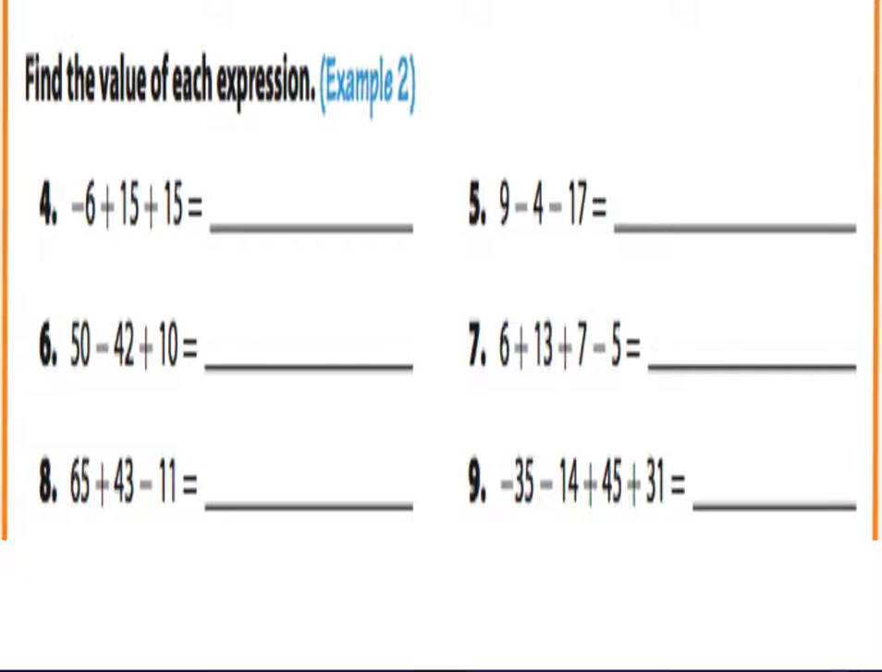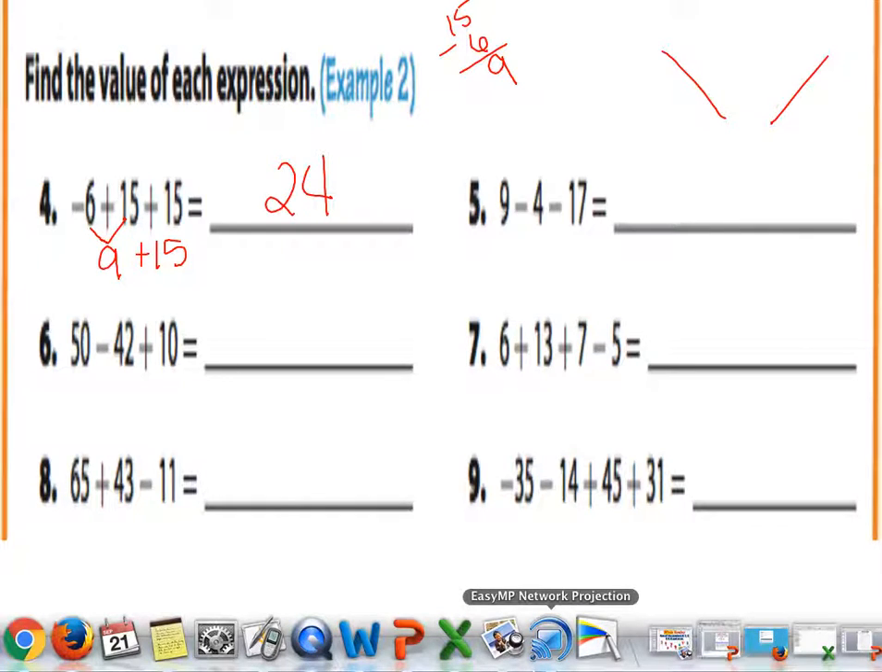All right, so we have numbers 4 through 9 here. I want you to try to solve them on your own. I am going to do this first one with you so you can see how I want you to show your work. So I have negative 6 plus 15. So I can even go off to the side and say, okay, 15 minus 6 is 9, and it's positive because 15 is further from 0, and then 9 plus 15 gives me 24. That is what I want to see when it comes to your work. Remember, we need to have that top down, that upside down triangle when we're showing our work. So I want you to go ahead and try all of these, and when you come back, we'll check your answers.